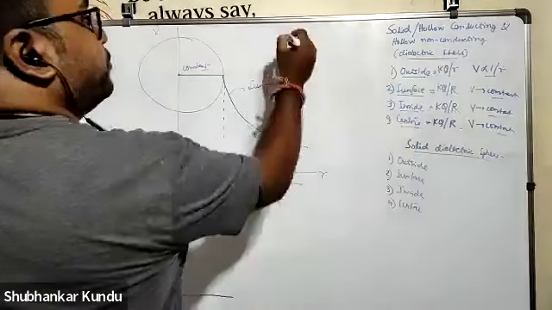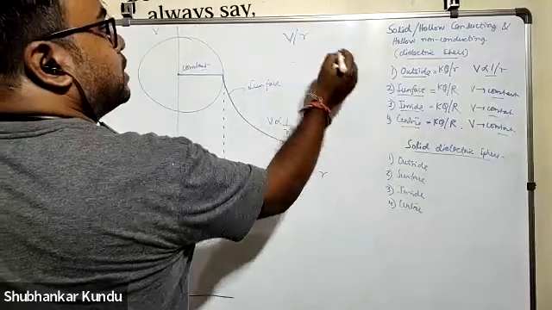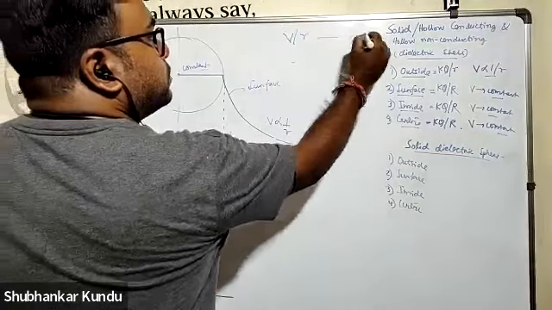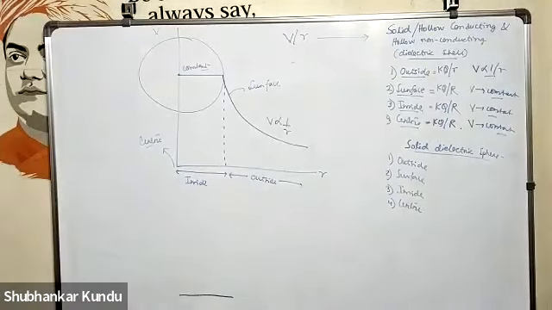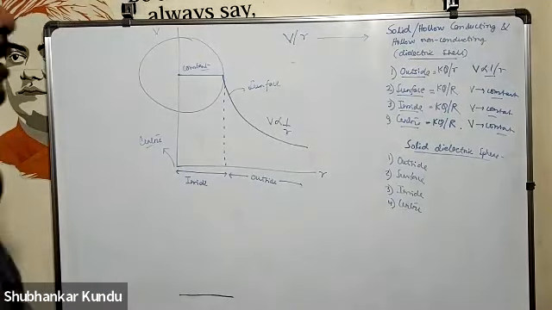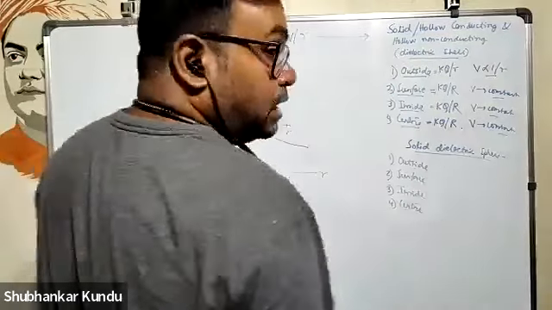This is the V versus R graph of this case: solid or hollow conducting, and hollow non-conducting. Now let's get into this one. This will be the last topic.